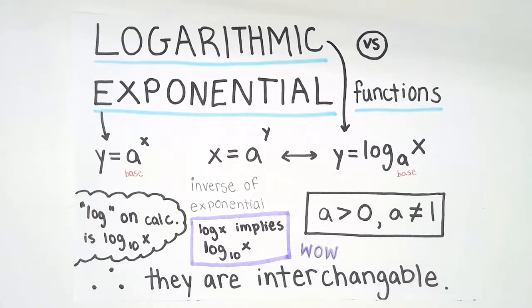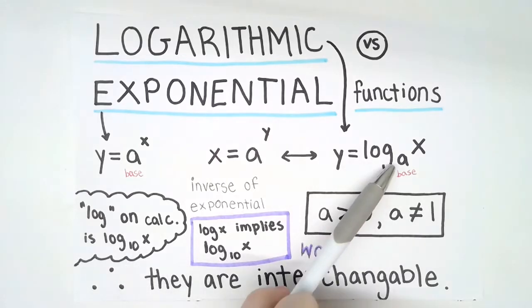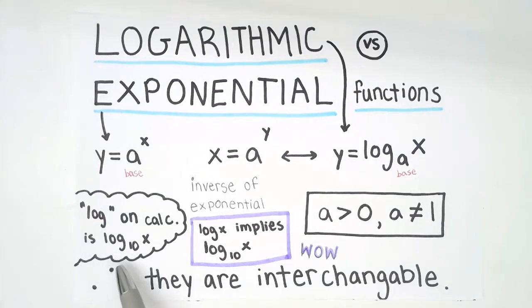Now, the log button on your calculator is actually implied to be log base 10 of x. So the log button on your calculator would not solve a logarithmic function that had a different base. Say the base was 2, then you couldn't just use the log button on your calculator. And if you just see log x written on a paper or are asked to solve for log x, then it would imply log base 10 of x.